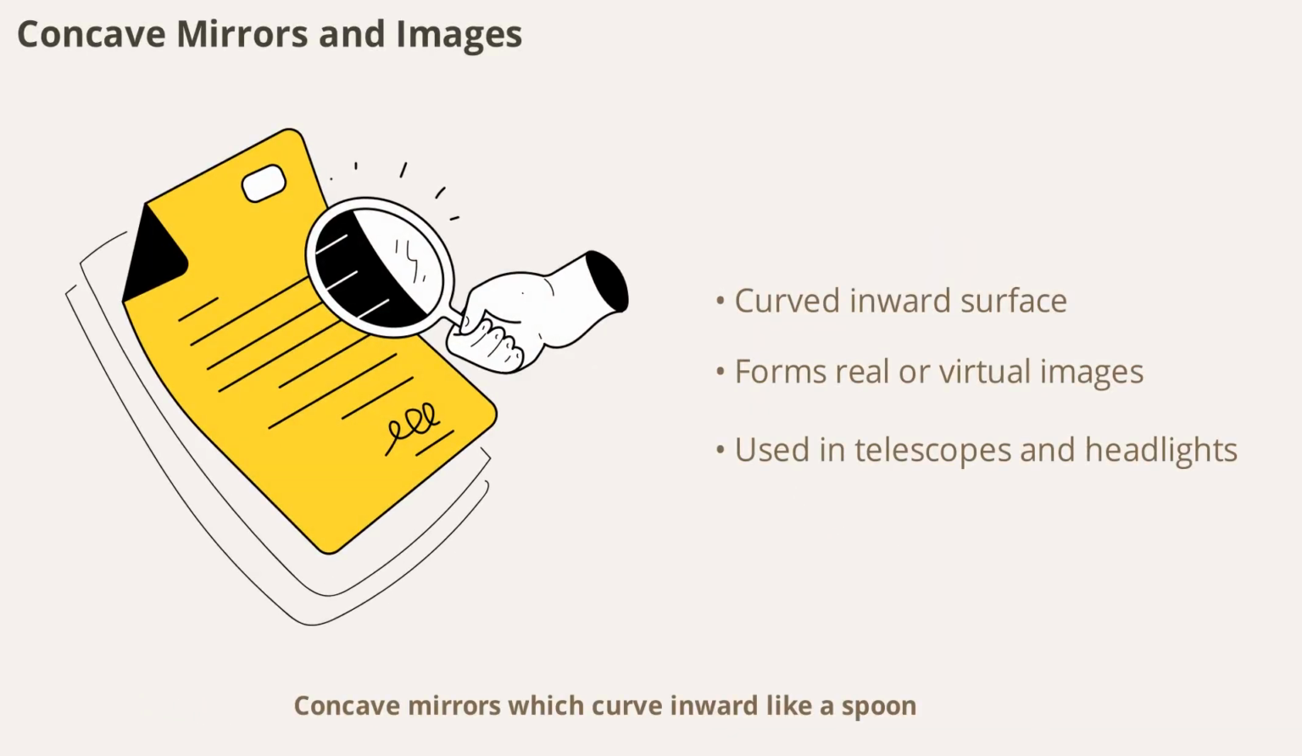Concave mirrors, which curve inward like a spoon, have unique properties when it comes to forming images. When light rays strike a concave mirror, they reflect and converge at a point called the focus. Depending on the position of the object in relation to the mirror, the image formed can be real and inverted or virtual and upright. This property makes concave mirrors useful in devices like telescopes, headlights, and shaving mirrors. Let's explore how these mirrors create different types of images based on object placement.